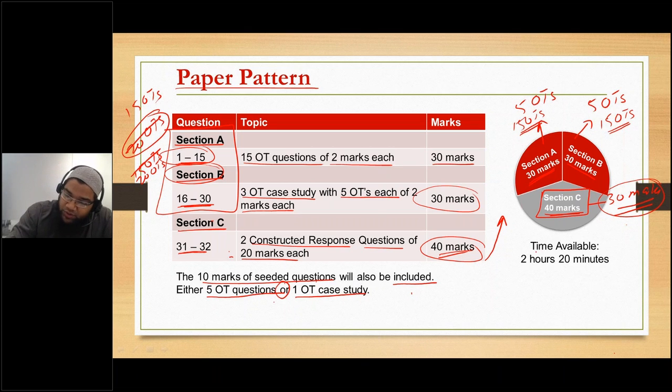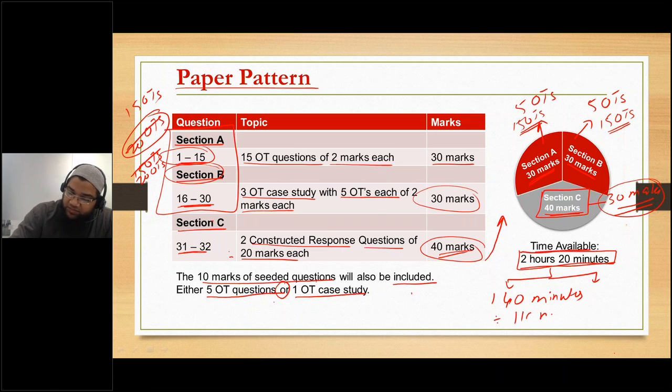Now the time available to you is going to be 2 hours and 20 minutes. How are you going to divide your 2 hours 20 minutes, how are you going to plan your exam? Normally, 2 hours and 20 minutes means 140 minutes for how many marks? For 110 marks.